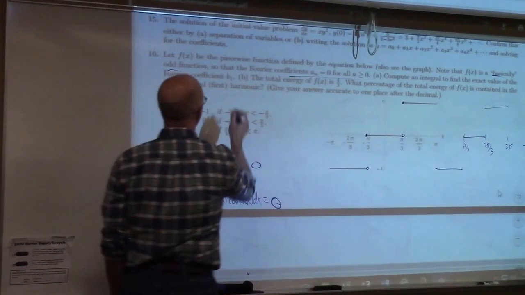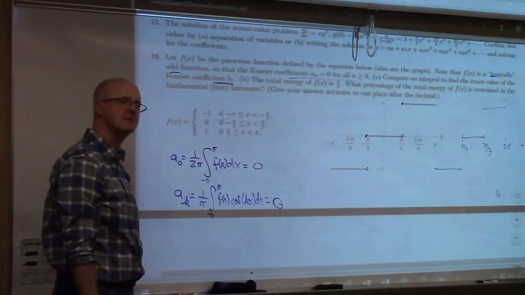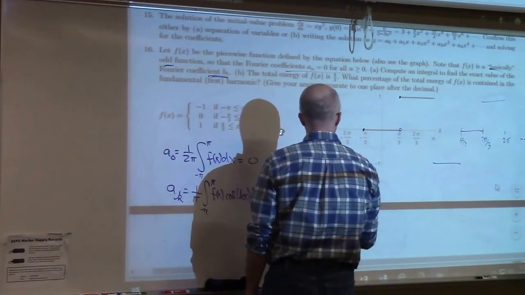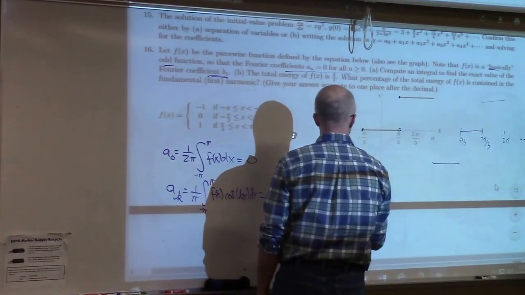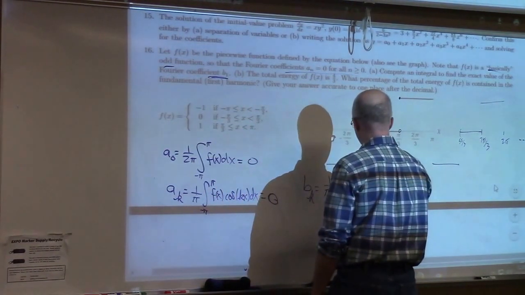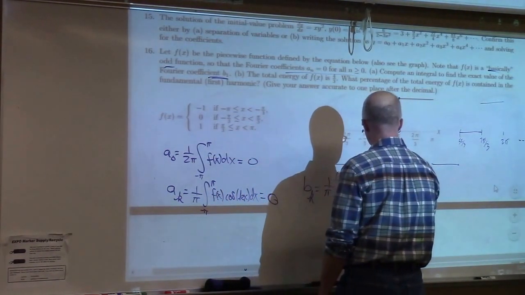Ultimately, I'm just having them do one integral to find b1. bk in general is 1 over pi times the integral from negative pi to pi of f of x times sine of kx.